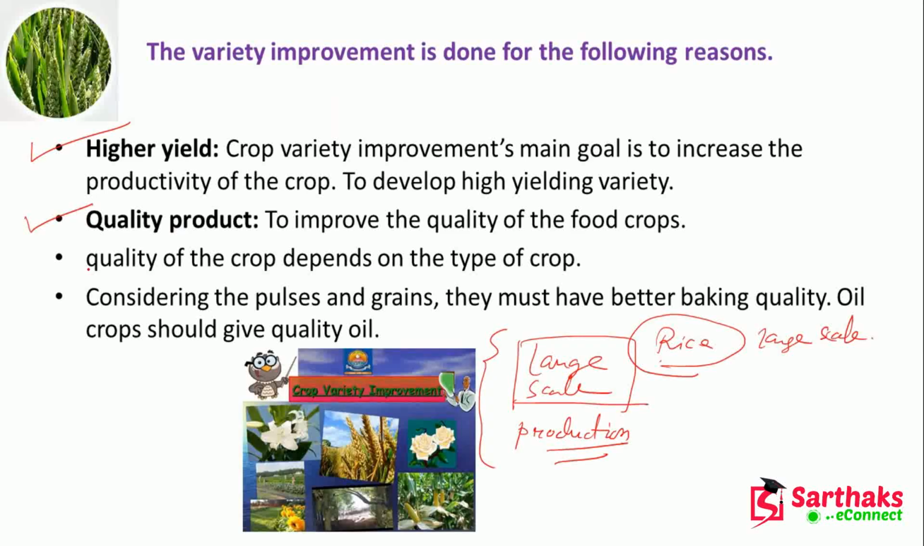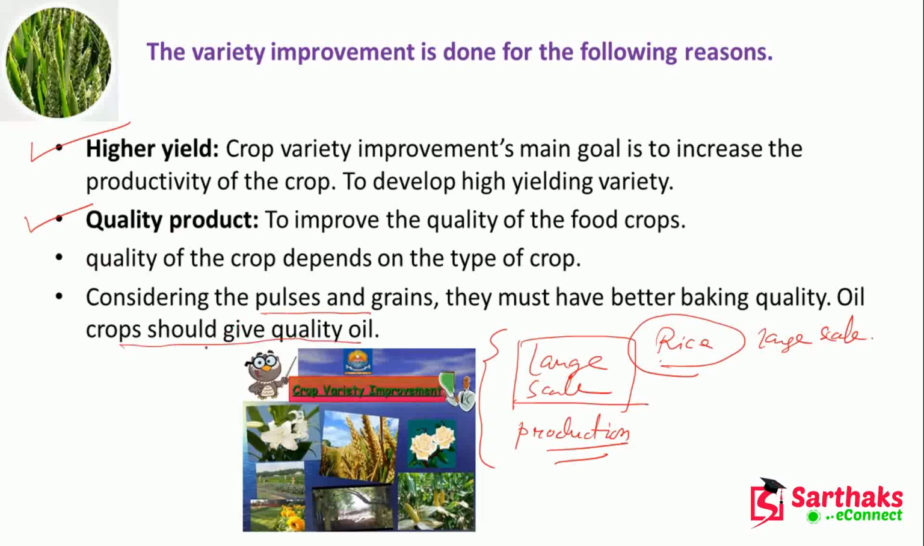Then the quality products. So whenever you are going for export, or whenever you are going to hand over your food crops to anybody, at that time they will judge the quality, and according to the quality it will be a demanding crop. So you should remember that quality of the product is very, very important. Like pulses and grains, they must have better baking quality. Oil crops should have quality oil.